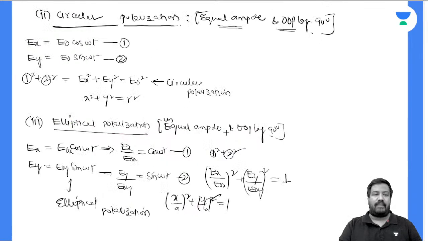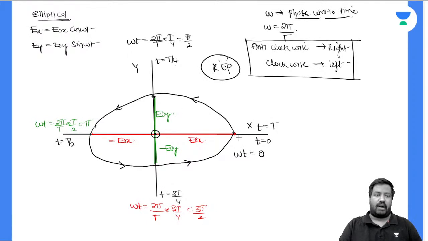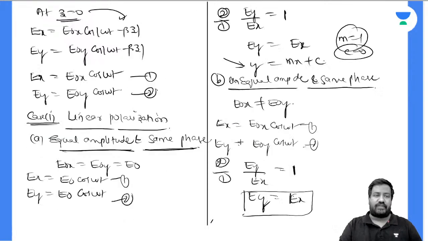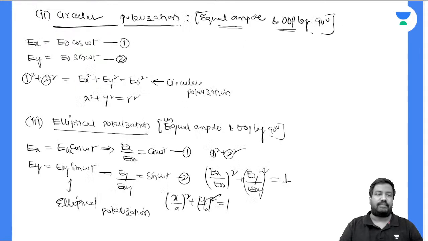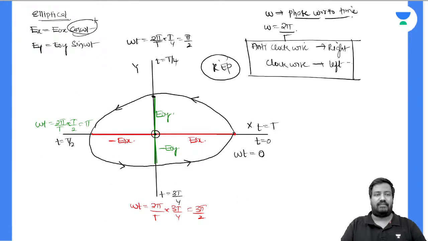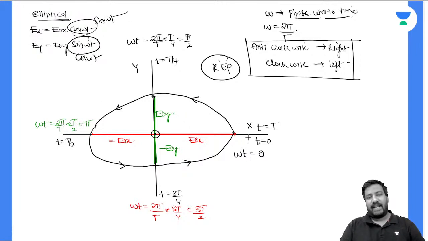Now in this derivation, can anyone tell me how do you get clockwise? We got anti-clockwise, right? How to get clockwise orientation? When I say 90-degree phase shift, both are cos. When I say 90 degree, I change this cos to sine. Instead of this, if you make this sine and keep this cos itself, then it will spin the other way. You will get left elliptically polarized. Got it, everyone?